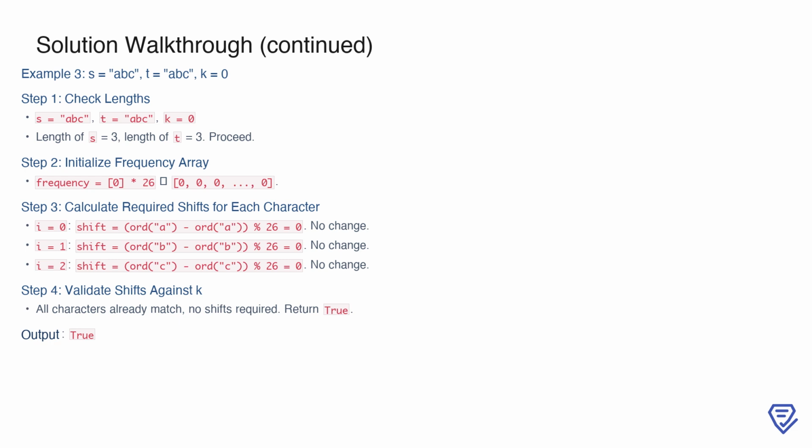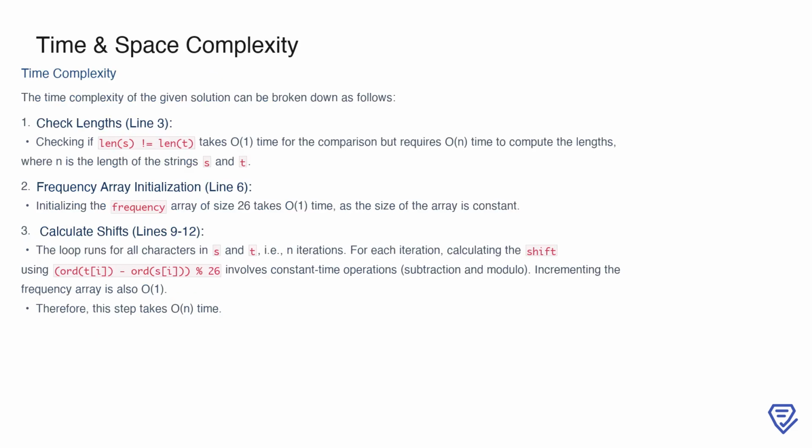Demonstrating how the algorithm handles different scenarios. To analyze the time complexity of this solution, we begin by examining the different steps involved. First, checking if the lengths of S and T are unequal requires calculating their lengths. While the comparison itself is O(1), determining the length of the strings takes O(n), where n is the length of the strings. Next, we initialize a frequency array of size 26 to store the count of required shifts.